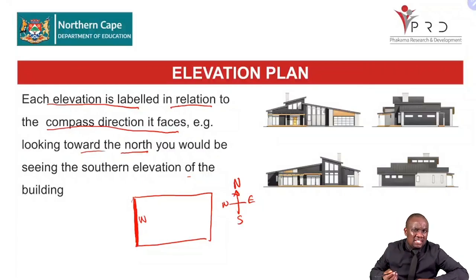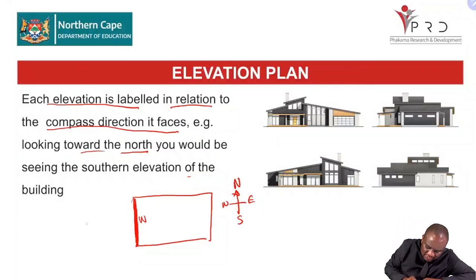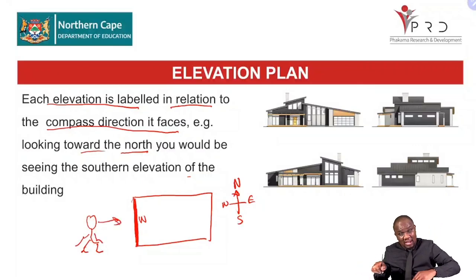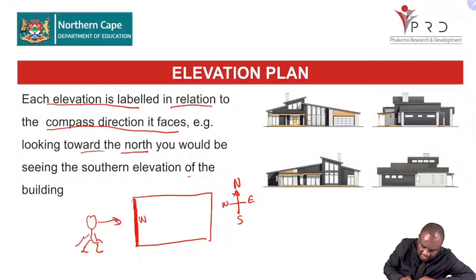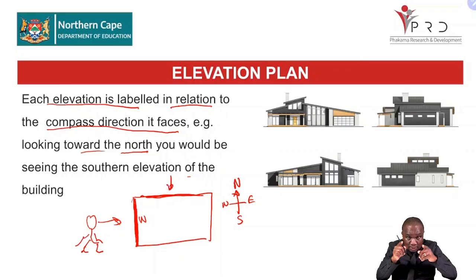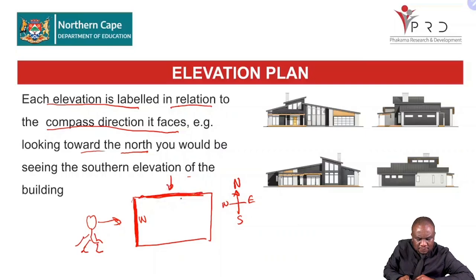But I am the observer. If I'm standing this side and observing, this is me here observing. Where am I facing? I'm facing what? East. I'm facing east and I'm seeing the west elevation. If I'm this side, this is the north elevation. And then I'm looking towards the south. But I'm seeing what? The north elevation.